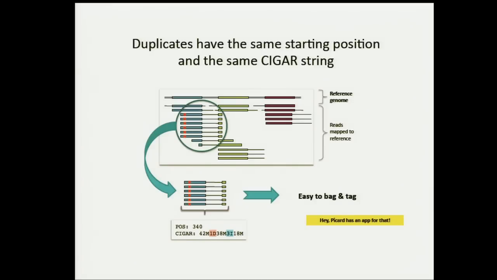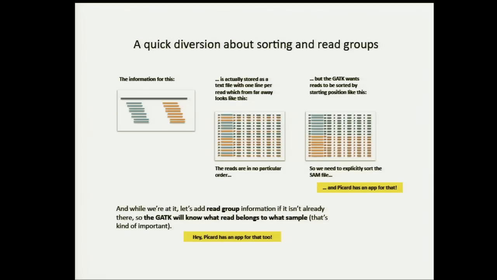We don't really do that ourselves because Picard has an app for that. It's called Mark Duplicates. It's basically an n-square search. It's going to search for all the molecules and then search again in the whole file to find duplicates for them and mark them all. We use Picard's Mark Duplicates to do this step.